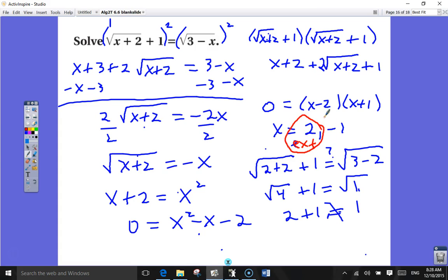Okay, now we can check the negative 1. Negative 1 plus 2 is 1. The square root of 1 is 1 plus 1 is 2. 3 minus negative 1 is 4. The square root of 4 is 2. 2 equals 2. So this one checks. But the 2 didn't. So 2 is not an answer. It's an extraneous solution, which means it's not a solution at all. But if you're solving, you have to check for it.